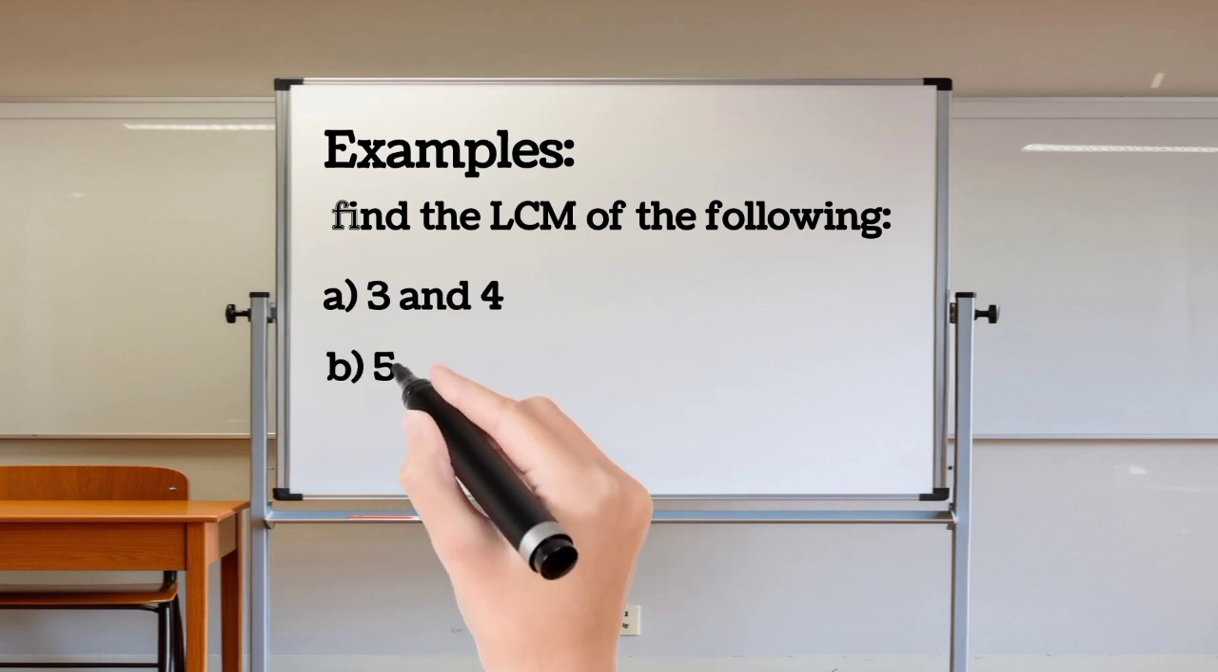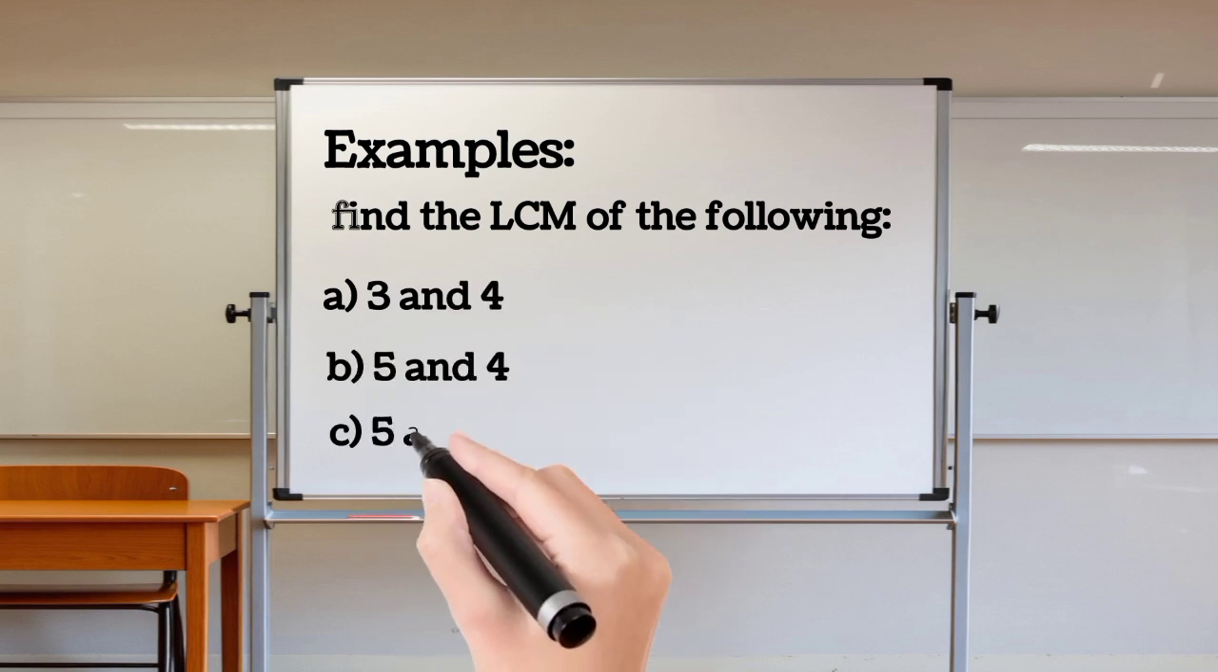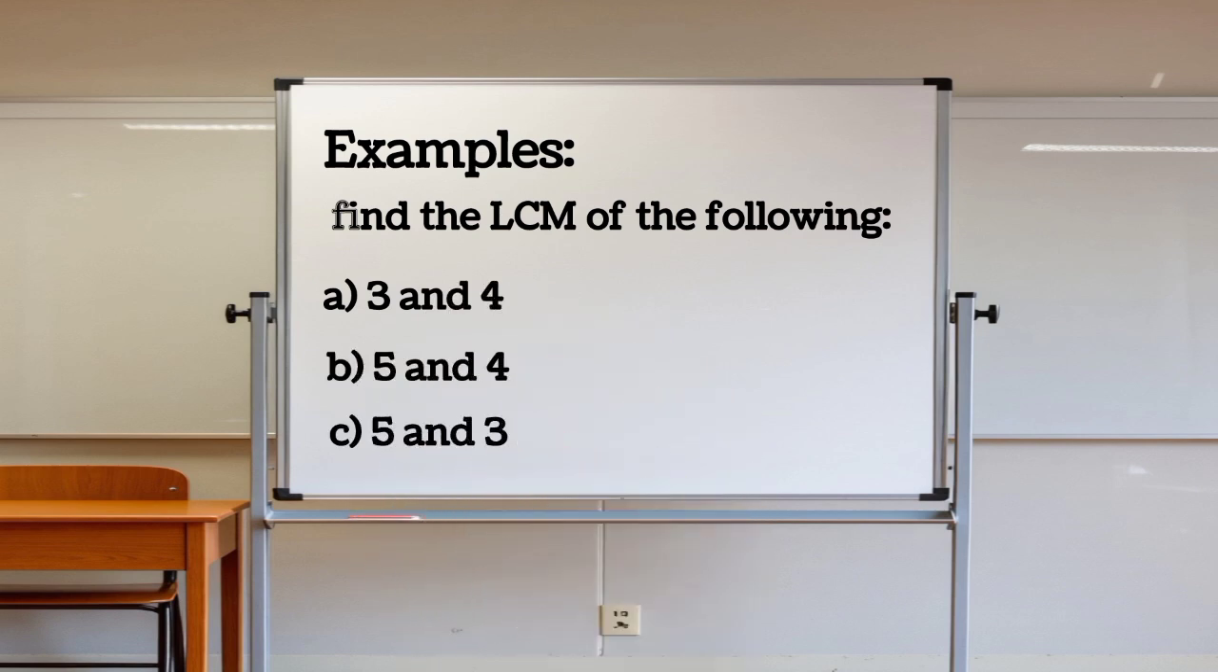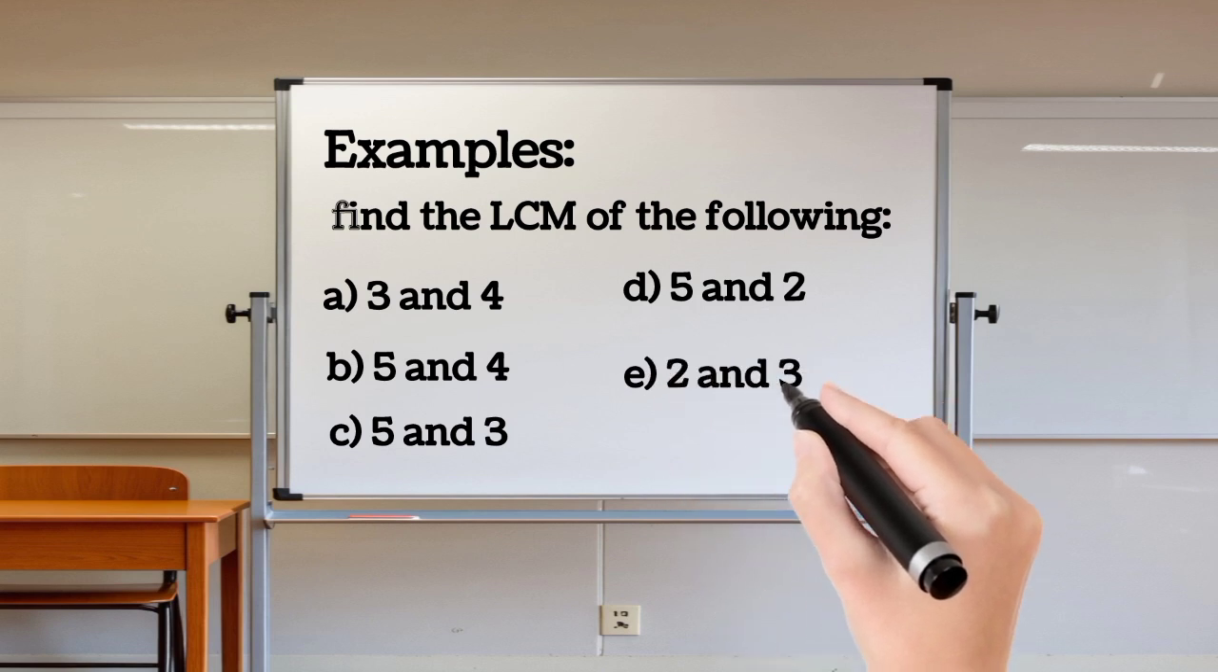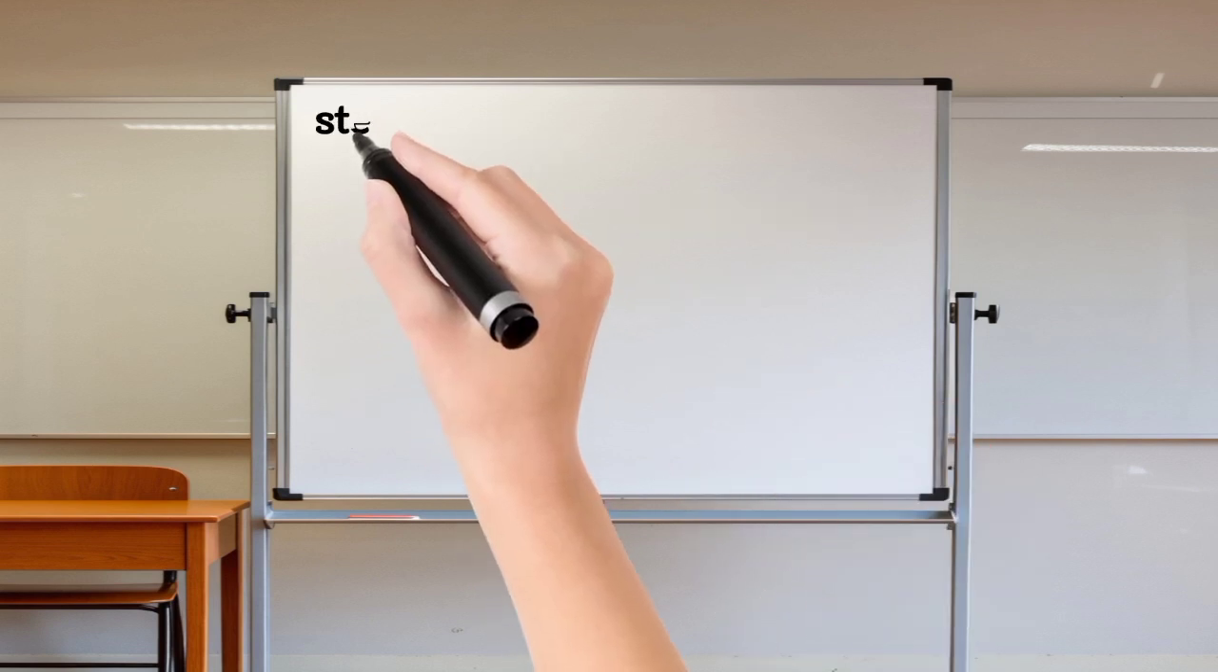Number 2, 5 and 4. Number 3, 5 and 3. Number 4, 5 and 2. And number 5, you have 2 and 3. Right, so let's take question number 1.